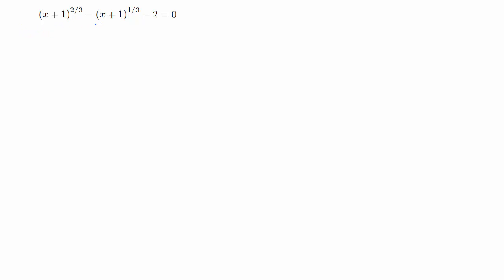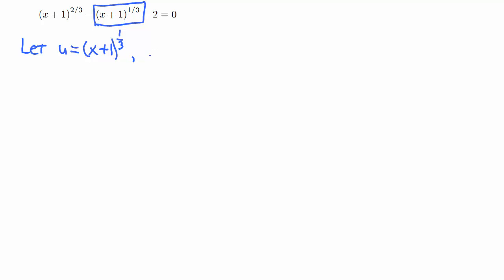To do that, we're going to look at this middle term here, excluding any coefficients that are out front. I'm going to let u, just the letter u, equal (x+1)^(1/3). Okay, so u is (x+1) to the 1/3 power.